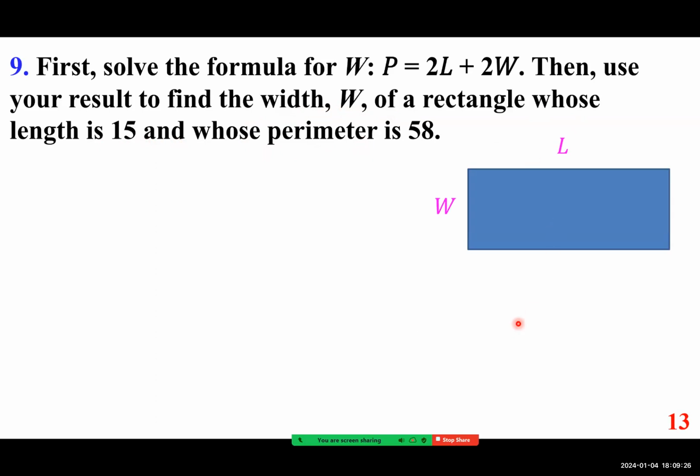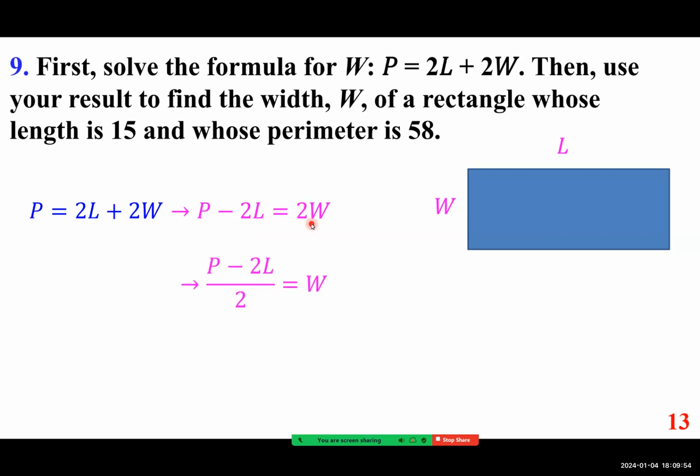So we have some information from basic algebra or geometry. Here's a rectangular shape. Here's the width. Here's the length. And here's the formula. We want to solve for W. So we are going to move the 2L and subtract it from P. Then we divide both sides by 2. And if we divide both sides by 2, we get this one.